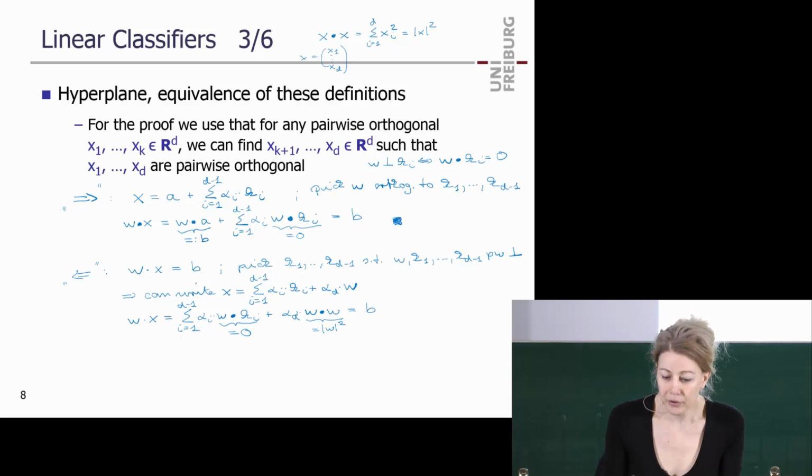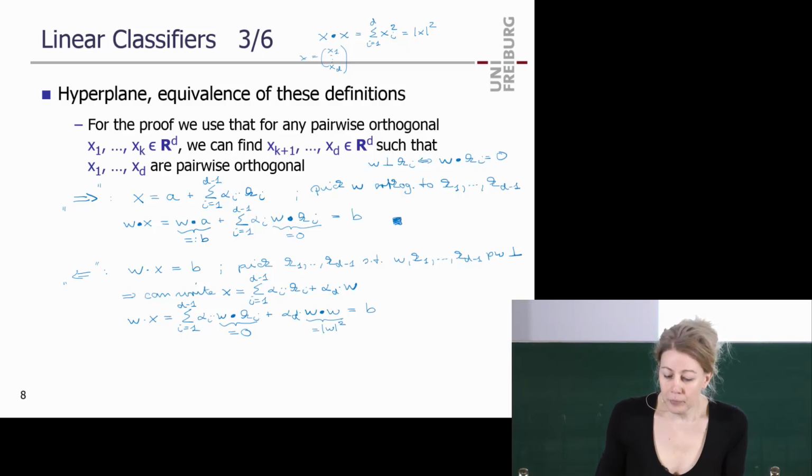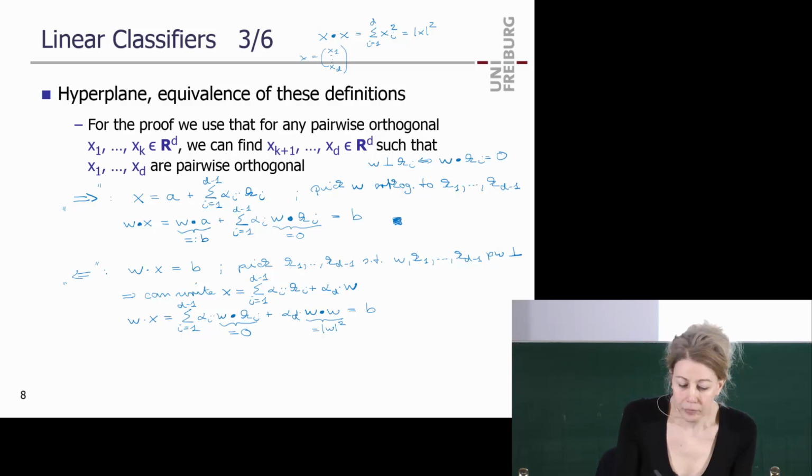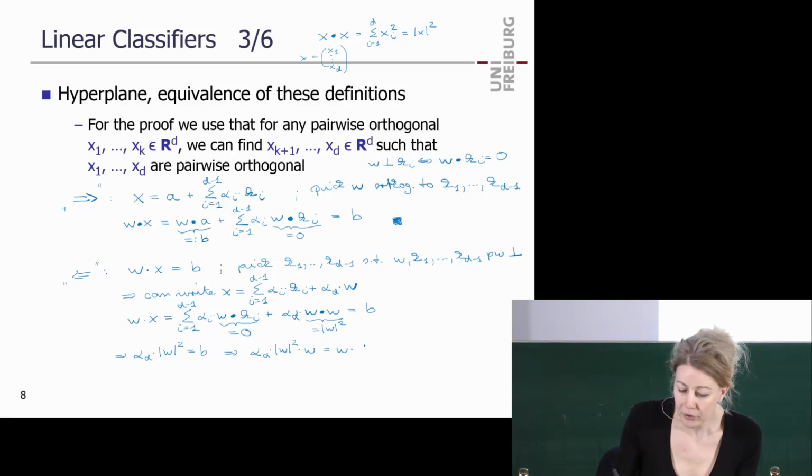So we have alpha d times the norm of w squared is equal to b. Let me just multiply this by w on both sides.